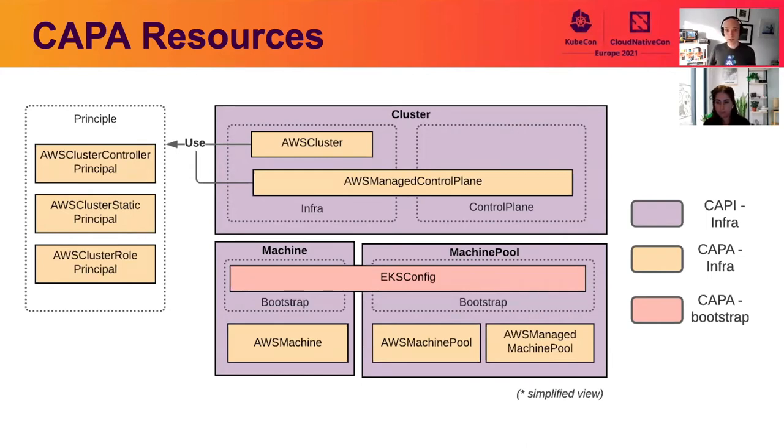Then when we come to the cluster, we have an AWS cluster representation. One thing to note here is when you're using a managed cluster, the AWS managed control plane represents the infrastructure and the control plane, which is slightly different to an unmanaged cluster. If you look towards the bottom of the diagram, you see representations for the actual worker nodes. In this diagram, we have machines and machine pools, but there might also be machine deployments. And what you can see from this is within CAPA, the resource kinds are AWS machine, AWS machine pool, and AWS managed machine pool. And you'll see for managed clusters that sitting across all of this is a bootstrap type, which is called EKS config.